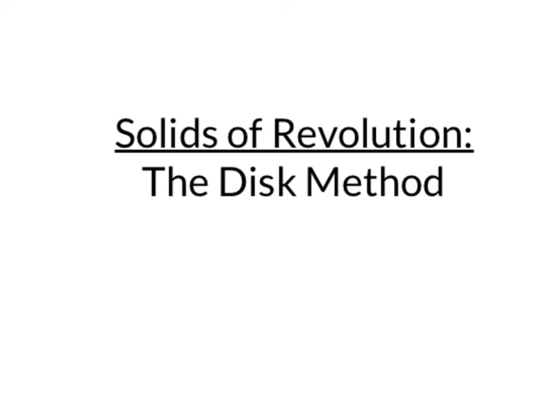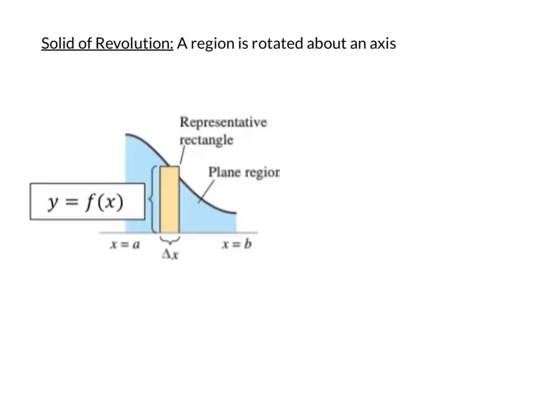Let me show you how to find the volume of a solid of revolution using the disk method. First of all, what I mean by a solid of revolution is when we take a region and rotate it about an axis.